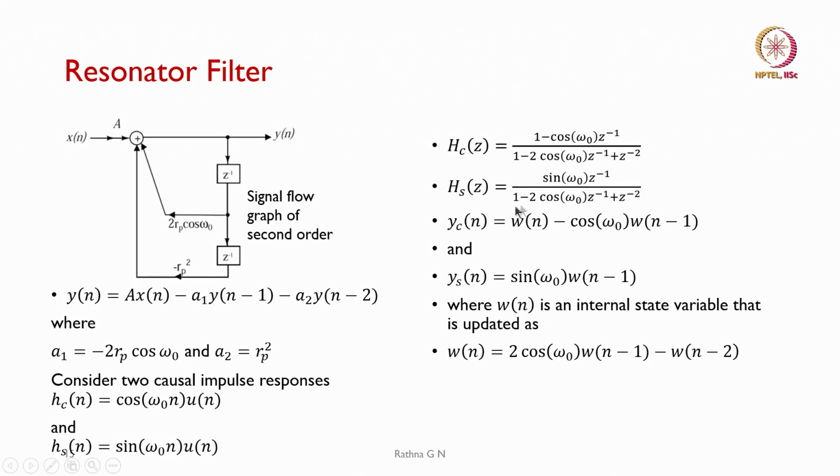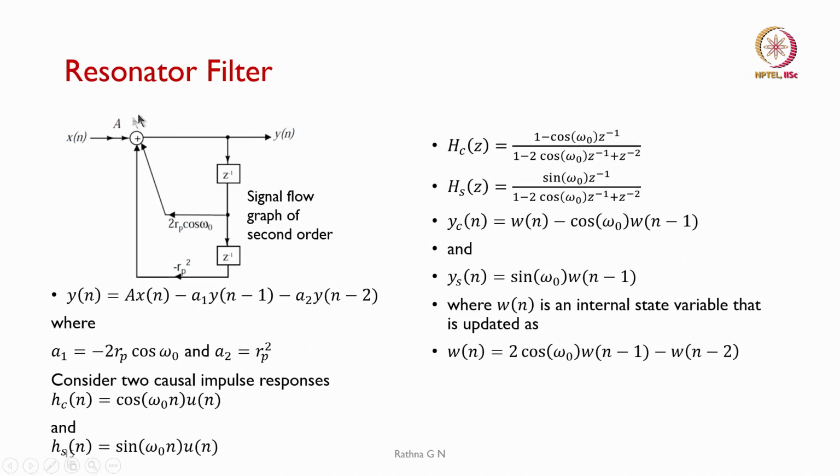Then what happens to my yc of n is nothing but w of n minus cos omega naught into w of n minus 1, and ys of n is given as sine omega naught into w of n minus 1. Where W of n is an internal state variable that is updated using this equation: W of n is equal to 2 cos omega naught into W of n minus 1 minus W of n minus 2.